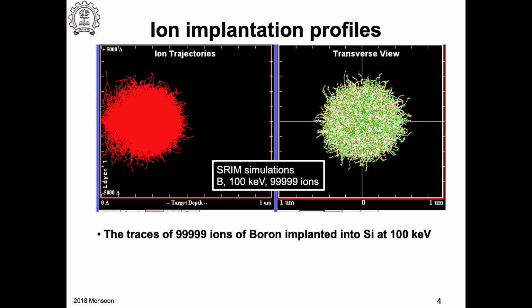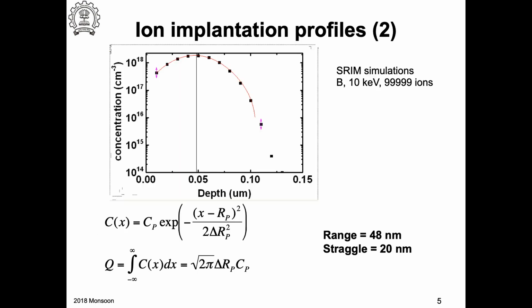So in this particular example, the projected range is 48 nanometers. Straggle, that is the standard deviation, is 20 nanometers. But you can also see that it has a lateral distribution as well, about the same line. So that is called the lateral straggle.